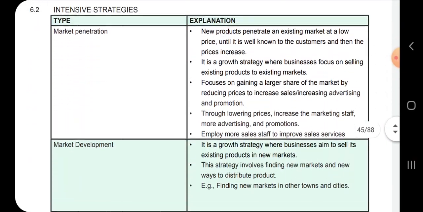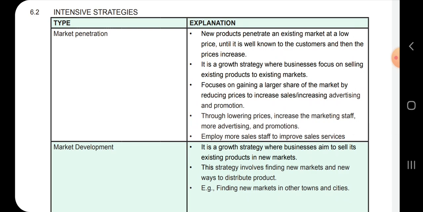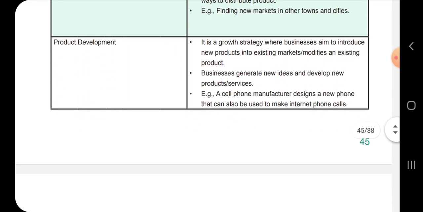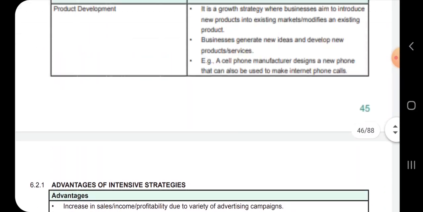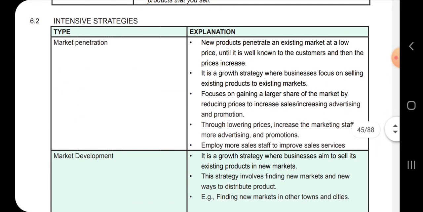Now the second business strategy is intensive strategy. So intensive strategy, number 1 is market penetration, number 2 is market development, and number 3 is product development. So market penetration, explanation is that new products penetrate an existing market at a low price until it is well known to consumers, and then the price increases. So you introduce a product at a lower price, and when people are now used to it, are now buying it, you increase the price.